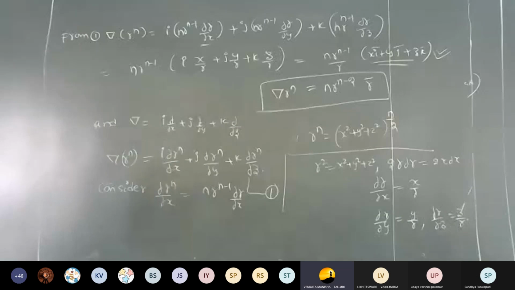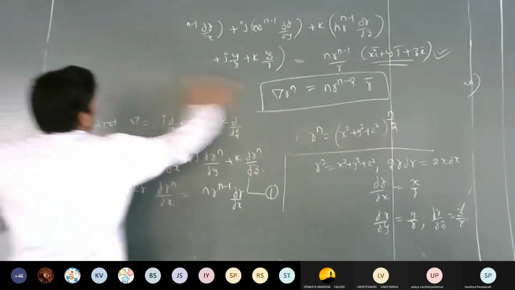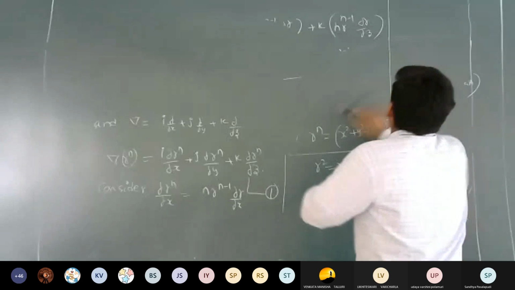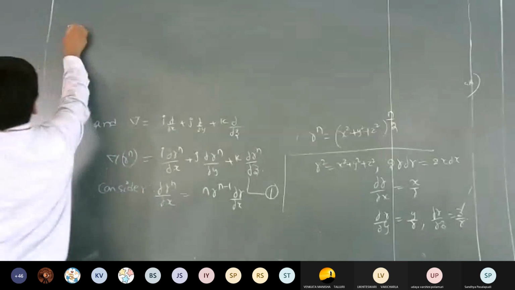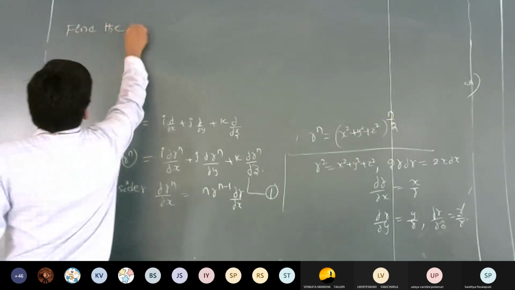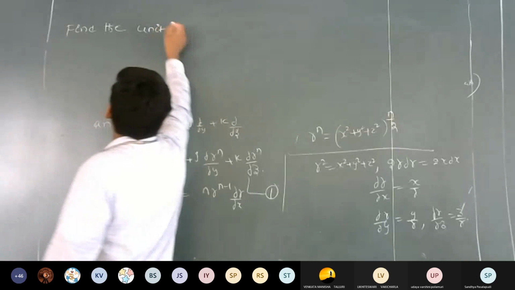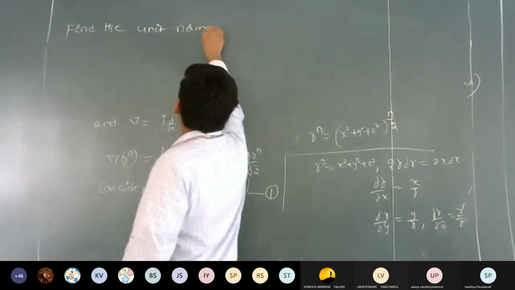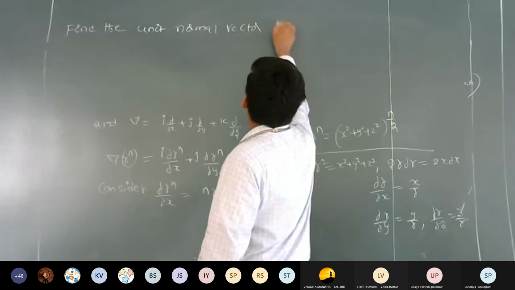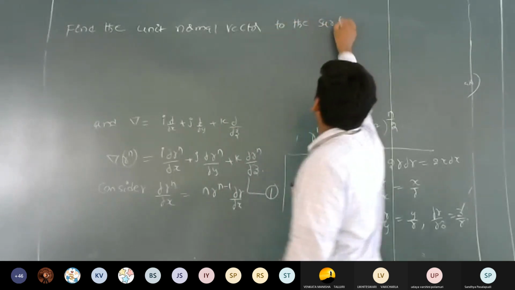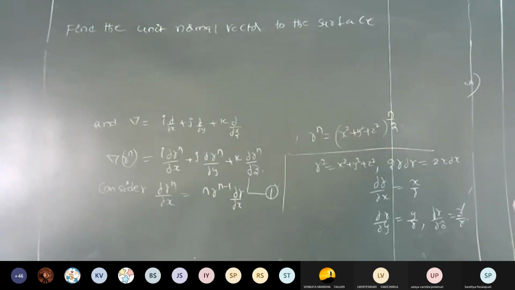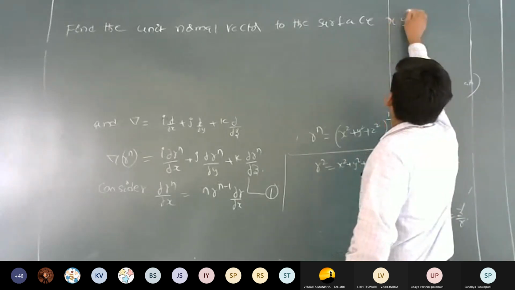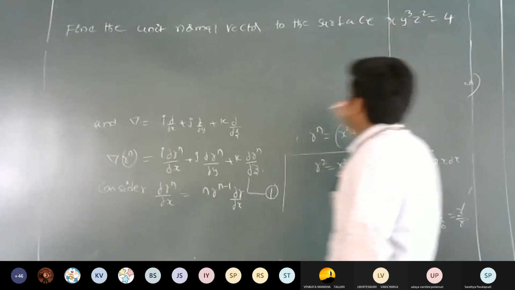So the next one is the problem related to the unit normal vector. Find the unit normal vector to the surface. It is one of the very important problems. Find the unit normal vector to the surface x y cube z square is equal to 4.